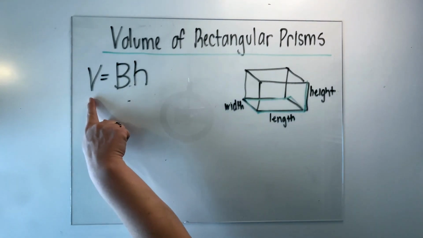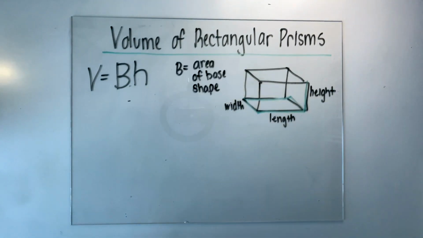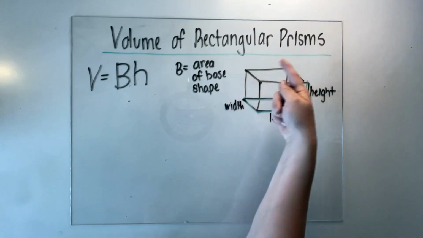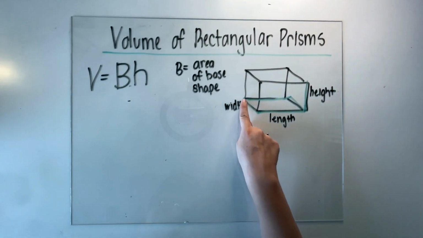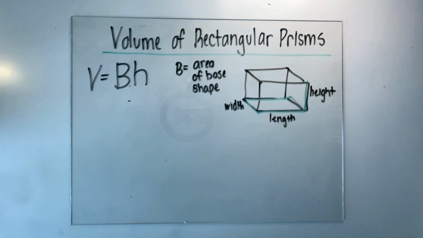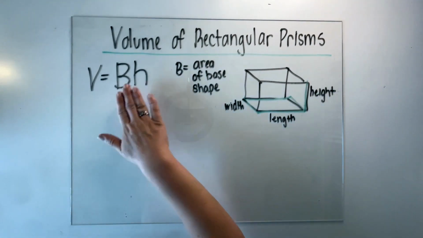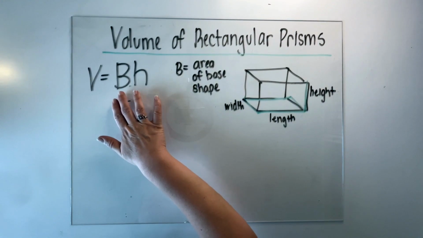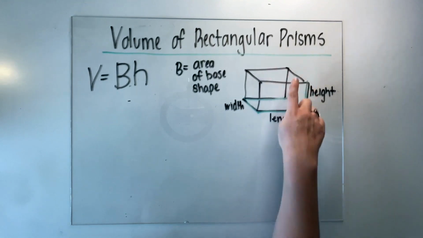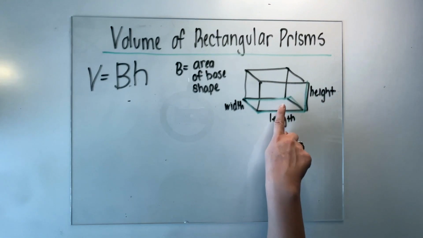Now, the formula that we know for volume of prisms is big B times H. Big B just stands for the area of the base shape. In this prism, remember, we have a base shape of a rectangle, which makes this a rectangular prism. H stands for the height of the prism. Each prism will have a different base shape, which means it'll have a different name. For example, a triangular prism will have a triangular base. A hexagonal prism will have a hexagonal base.